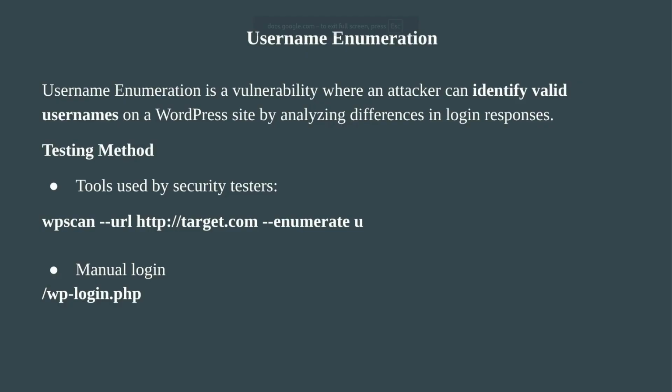Plugin username enumeration. This is the command: wp scan URL https colon double slash the target site, and enumerate u. U means username. Okay, this means it will source the usernames for this site. Manual testing means enter wp-login.php. It will show some manual testing.